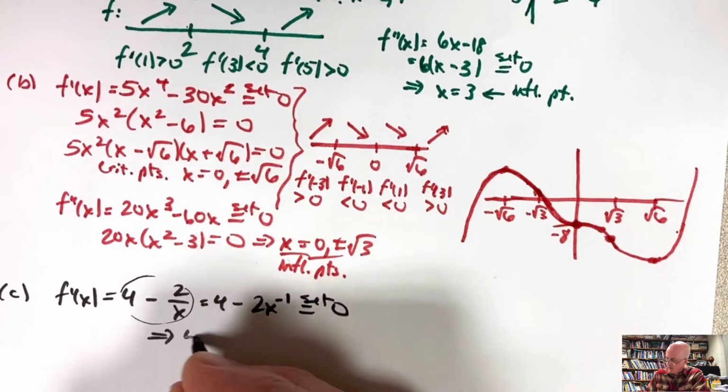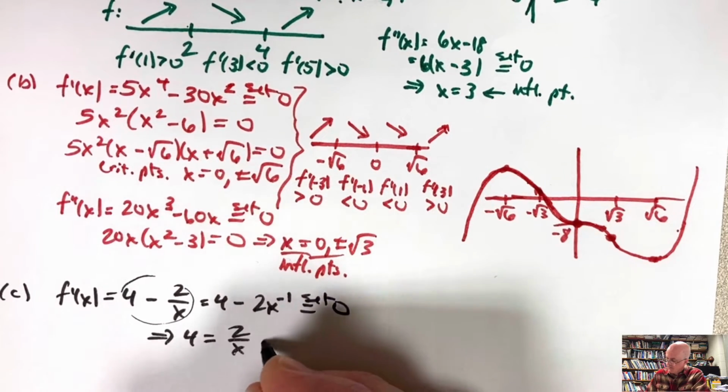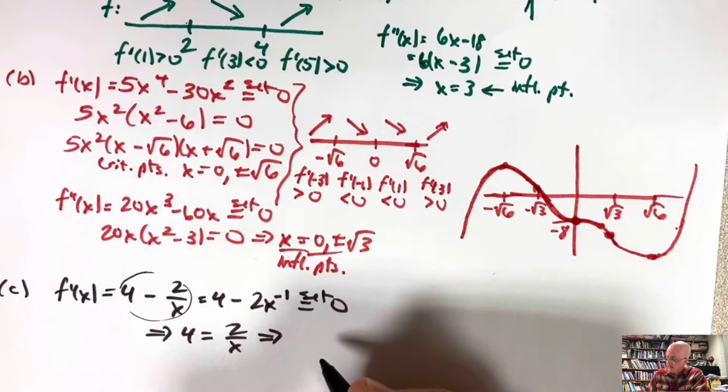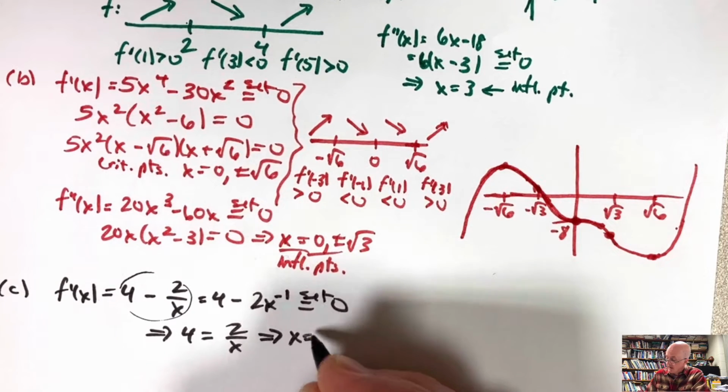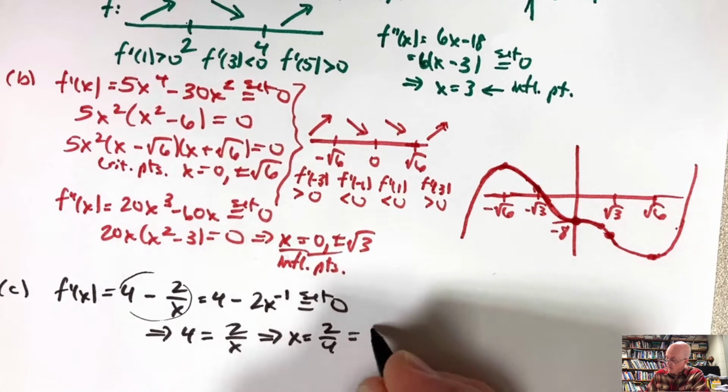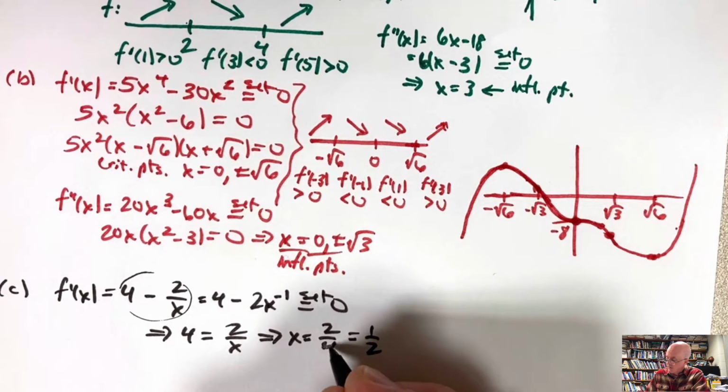You'll get 4 equals 2 over x. Then divide both sides by 4 and multiply both sides by x. You get x is 2 over 4, which is 1/2. And that is your one critical point.